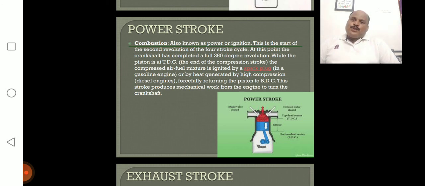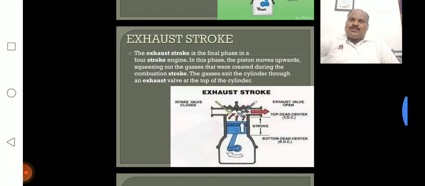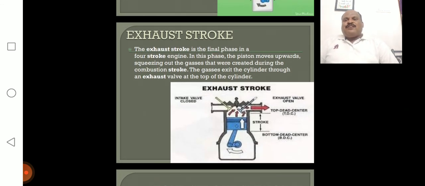Let's see the fourth stroke. The fourth stroke of the engine is the exhaust stroke. Exhaust means what? The way to go out. The exhaust stroke is the final phase in a four-stroke engine. The first phase is suction, the second phase is compression, the third is power, and this is the final phase in the four-stroke engine.